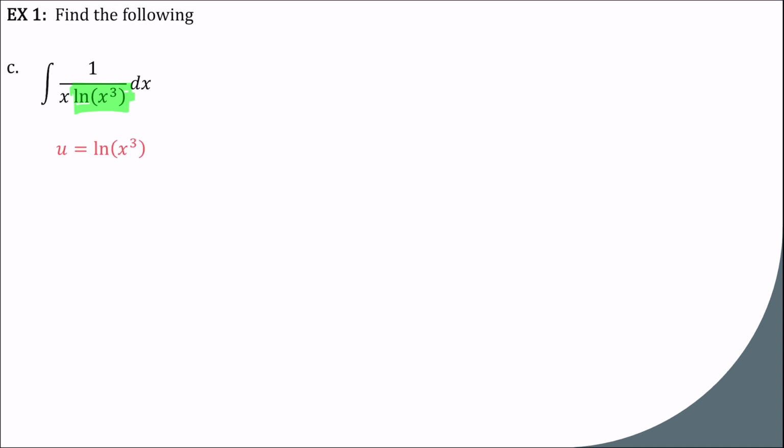So let's let u equal ln x cubed. The derivative of that is 1 over x cubed, and then times the derivative of the inside, which is 3x squared. And then that reduces to 3 over x dx. Aha! Now we're getting somewhere because I've got a 1 over x here, dx.